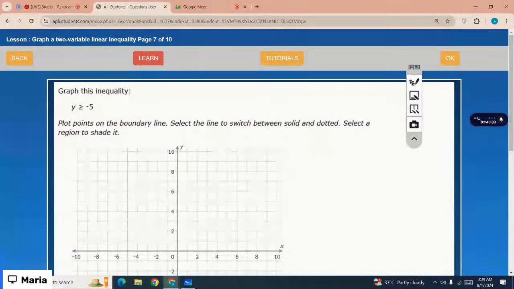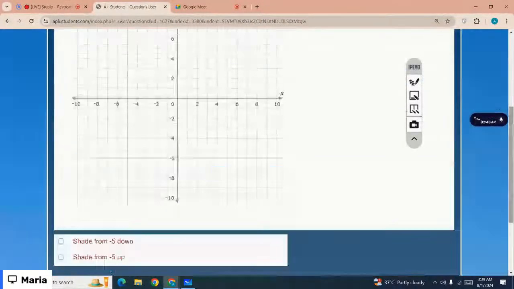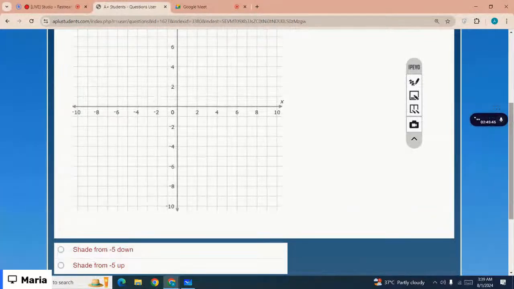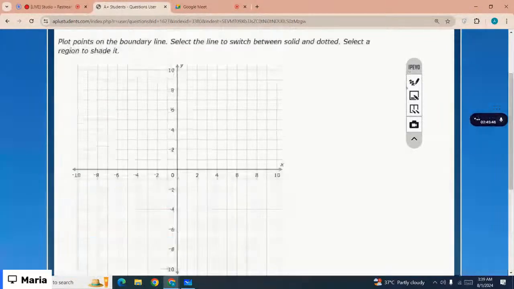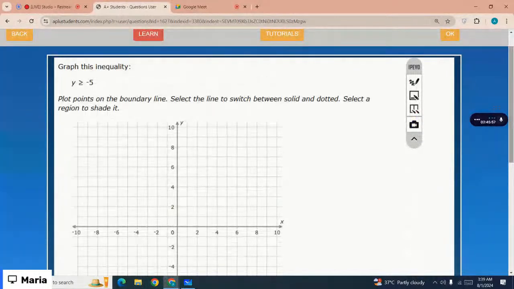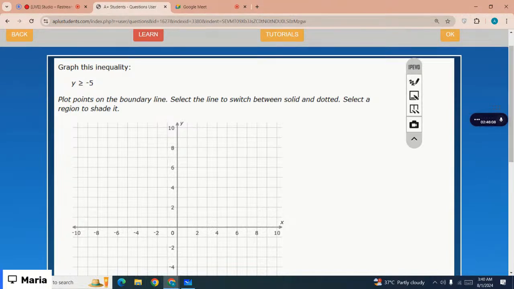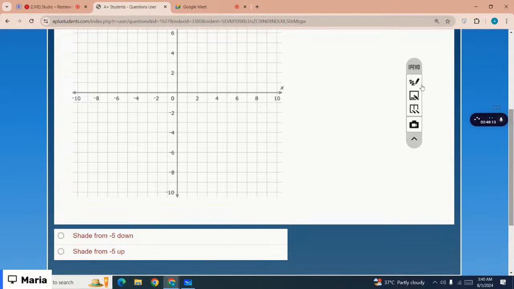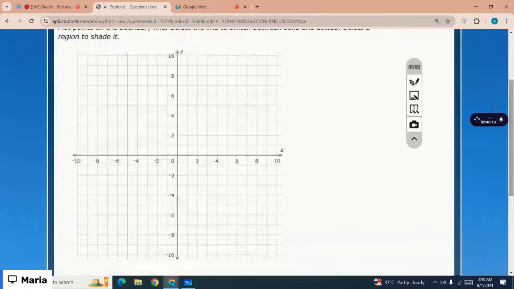Graph this inequality. Y is greater than or equal to negative 5. So which is the correct option? That is shade from negative 5 up, greater it is. So you have to shade from negative 5 up. Option number 2 is the correct option.